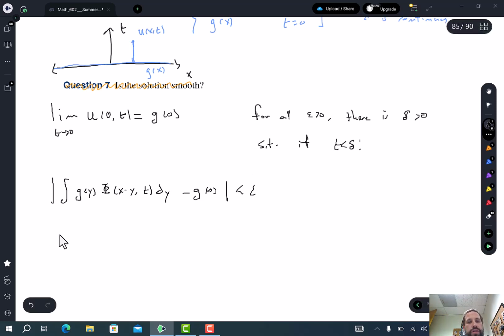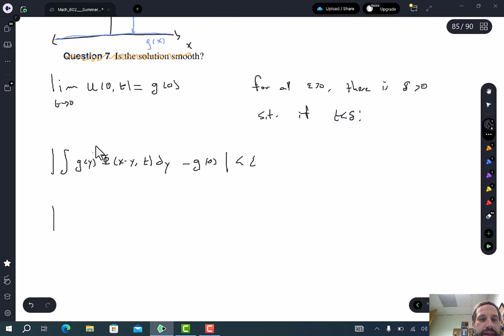To show this, we're going to use the fact that the integral of phi is equal to 1, and do this cool trick. This is going to be the integral of phi of x minus y, t times g of y minus g of 0 dy. I can do this because g of 0 is a constant and the integral of phi is equal to 1, so I can combine this into the integral here. If you're confused about why, just distribute the phi to both terms and compute each integral, and you'll see what I'm talking about.